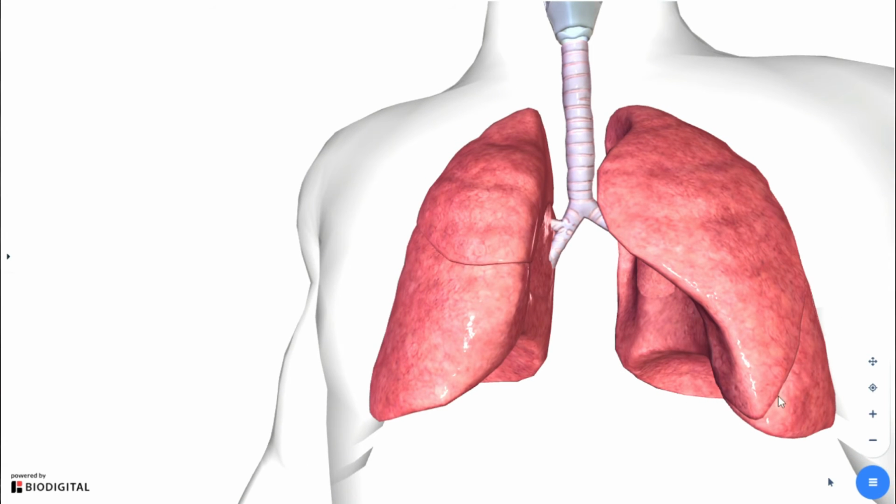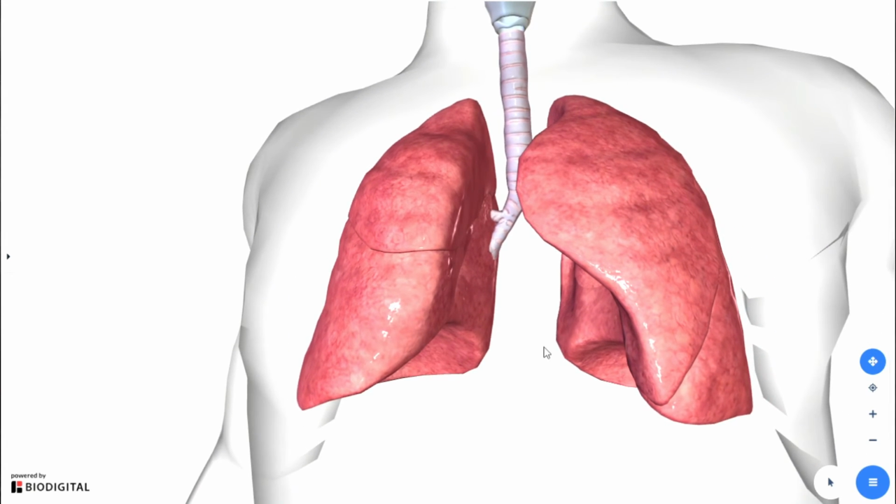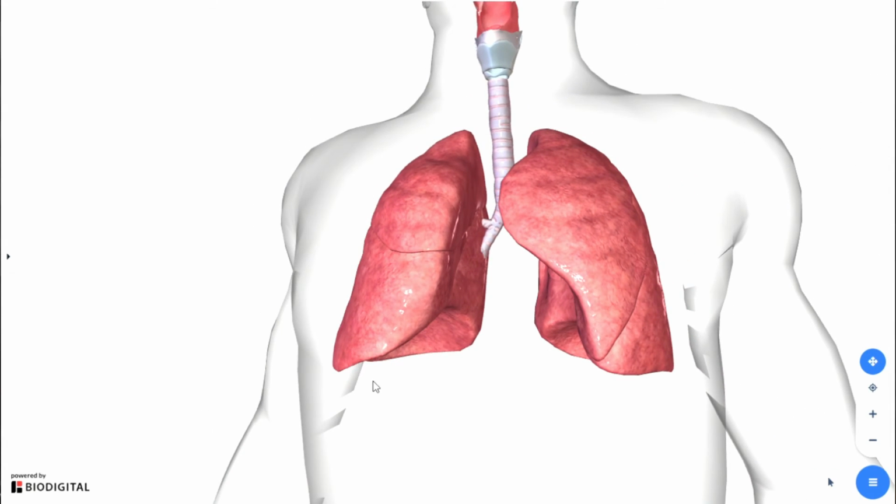Now, we can't see it here, but right below the lungs, we have a dome-shaped muscle called the diaphragm. The diaphragm separates the thoracic and abdominal cavities. And when taking a deep breath in, the diaphragm contracts and flattens, and then relaxes when you exhale.